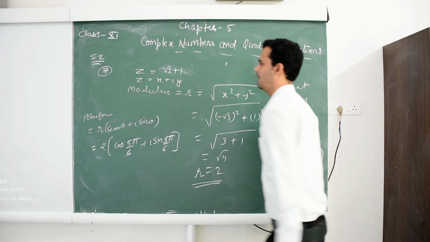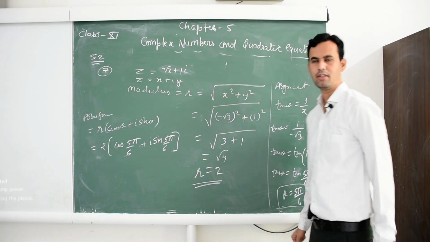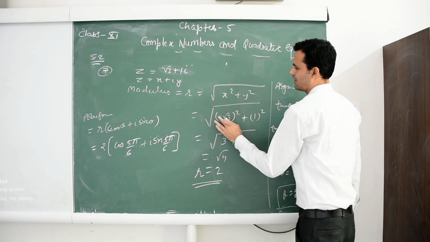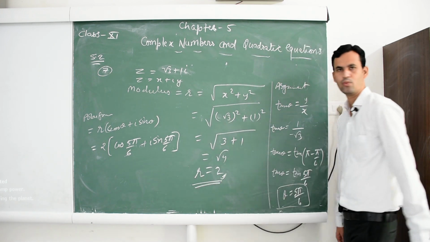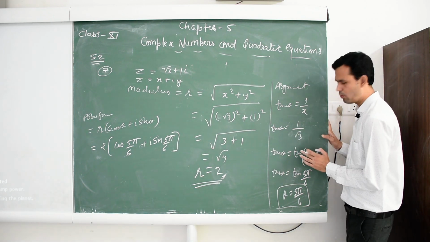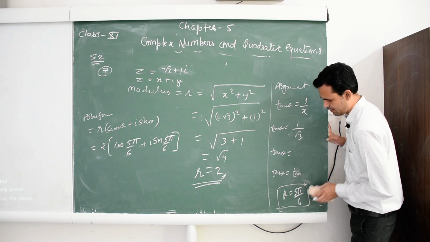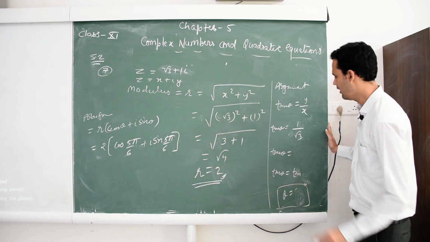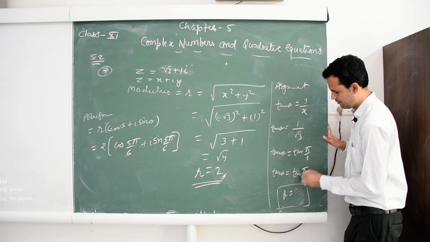Root 3 plus i, or root 3 plus 1i. So modulus is root of 3 square plus 1 square, 3 plus 1, modulus is 2. Argument is y upon x, so 1 upon root 3. 1 upon root 3 is the value of tan pi by 6, so we write it as tan pi by 6.